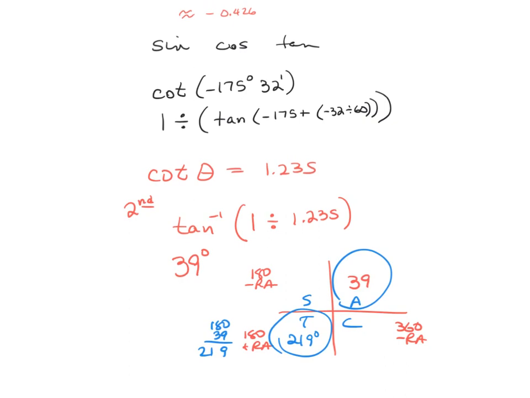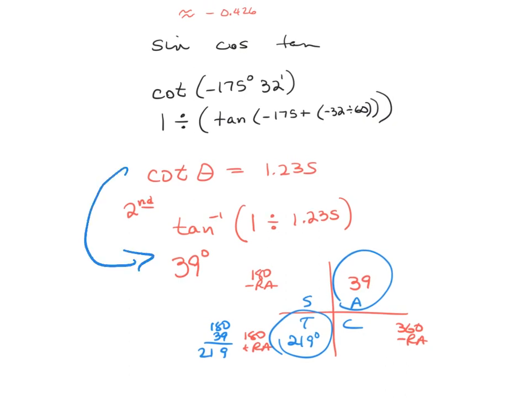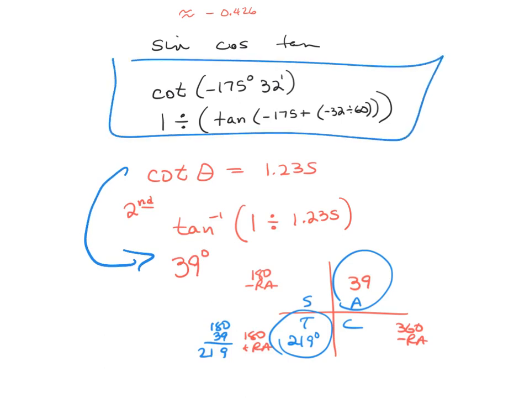So this one, I was looking for theta, so I hit tangent negative 1 first. And then here, I'm looking to find the value of that angle of cotangent.